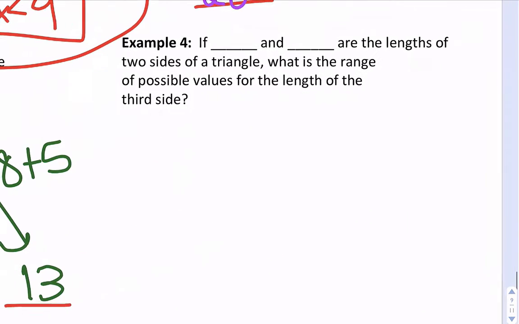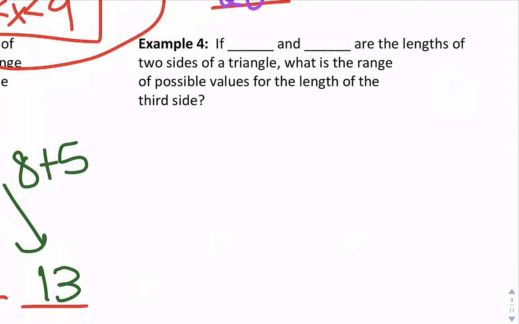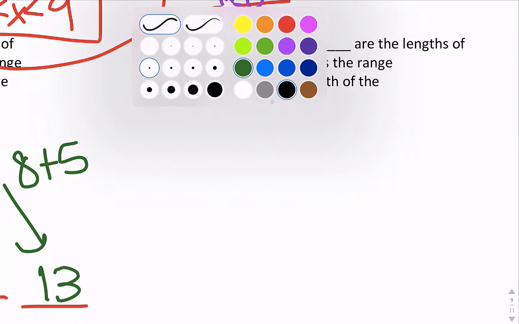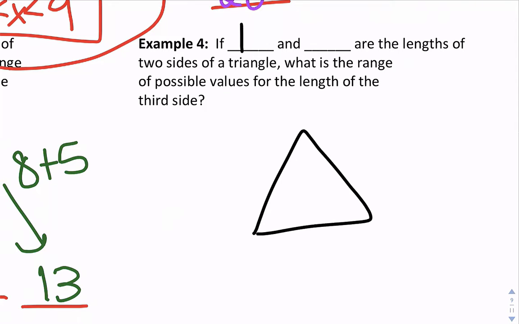All right, let's do one more. If blank and blank are the lengths of two sides of a triangle. Okay, so I was just going to have you guys make up numbers in class, so I'll just pick two numbers. Let's say 11 and 14.